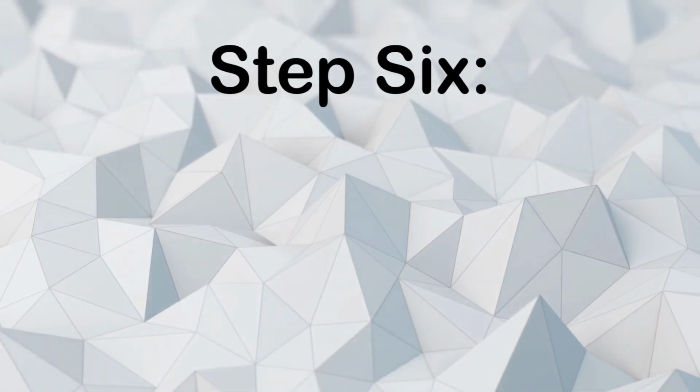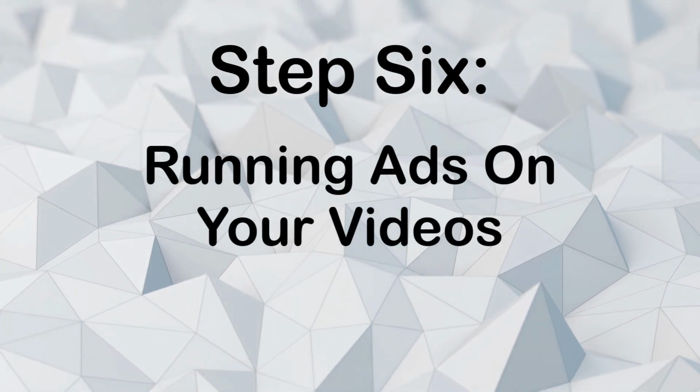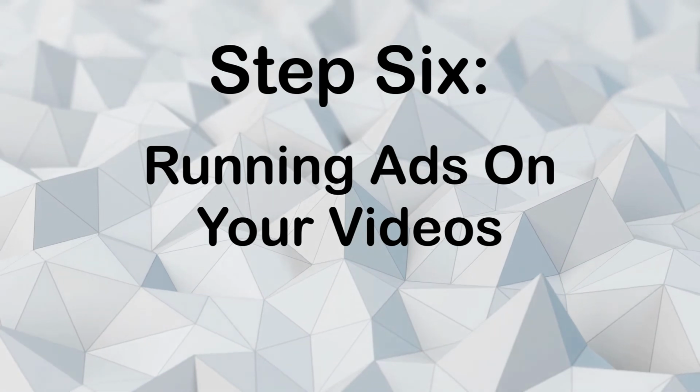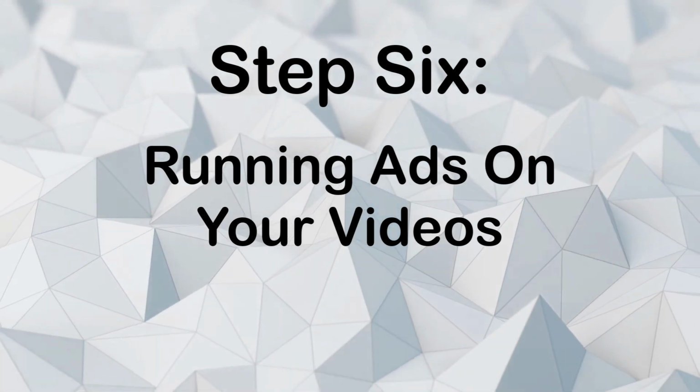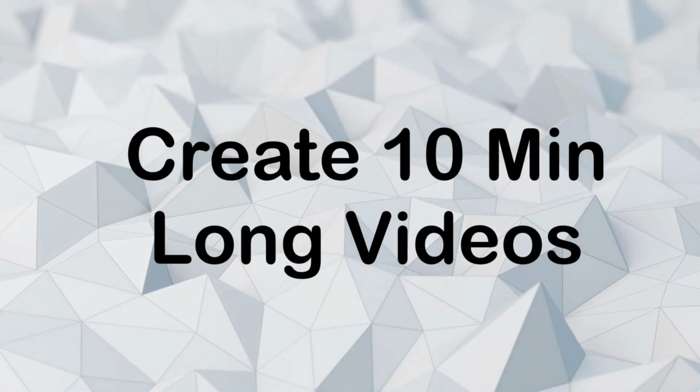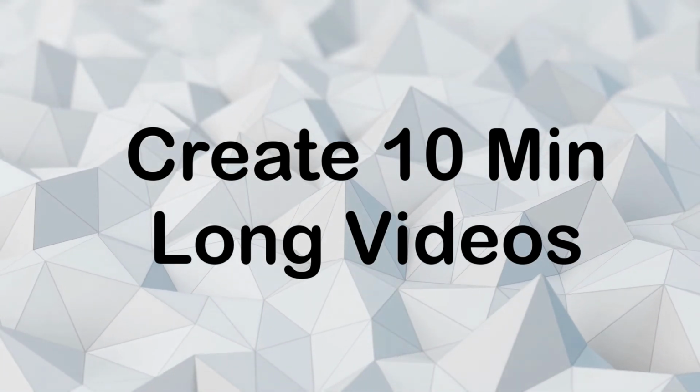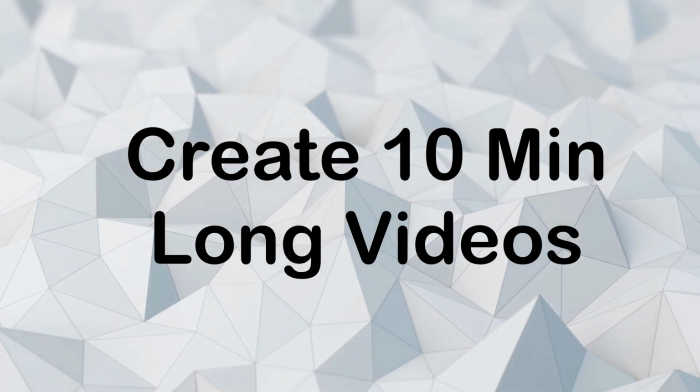Step 6 is putting ads on your videos. So once you've done everything correctly, you should be monetized, and the best way to make the most amount of money from YouTube is producing videos that are over 10 minutes long. This way you can actually add mid-roll ads on your videos and put multiple ads throughout your videos.